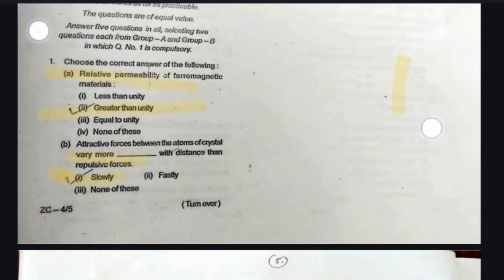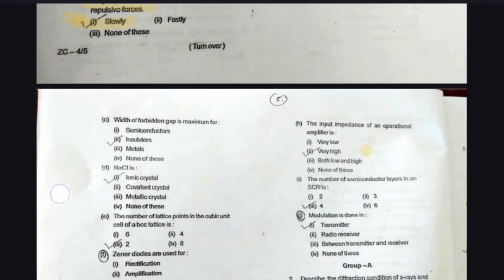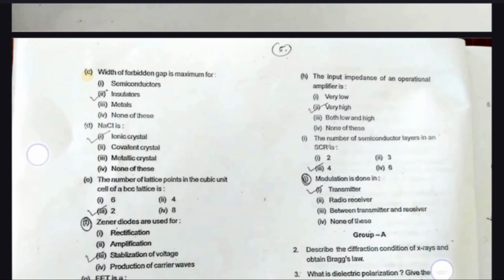First question, the relative permeability of ferromagnetic material is greater than unity. Question number B, the attractive force between the atoms of a crystal varies more rapidly with distance than the repulsive force, slowly is correct. And question number C, width of forbidden gap is maximum for insulators, NaCl and ionic crystals. The number of lattice points in the cubic unit cell of a BCC lattice is 2.